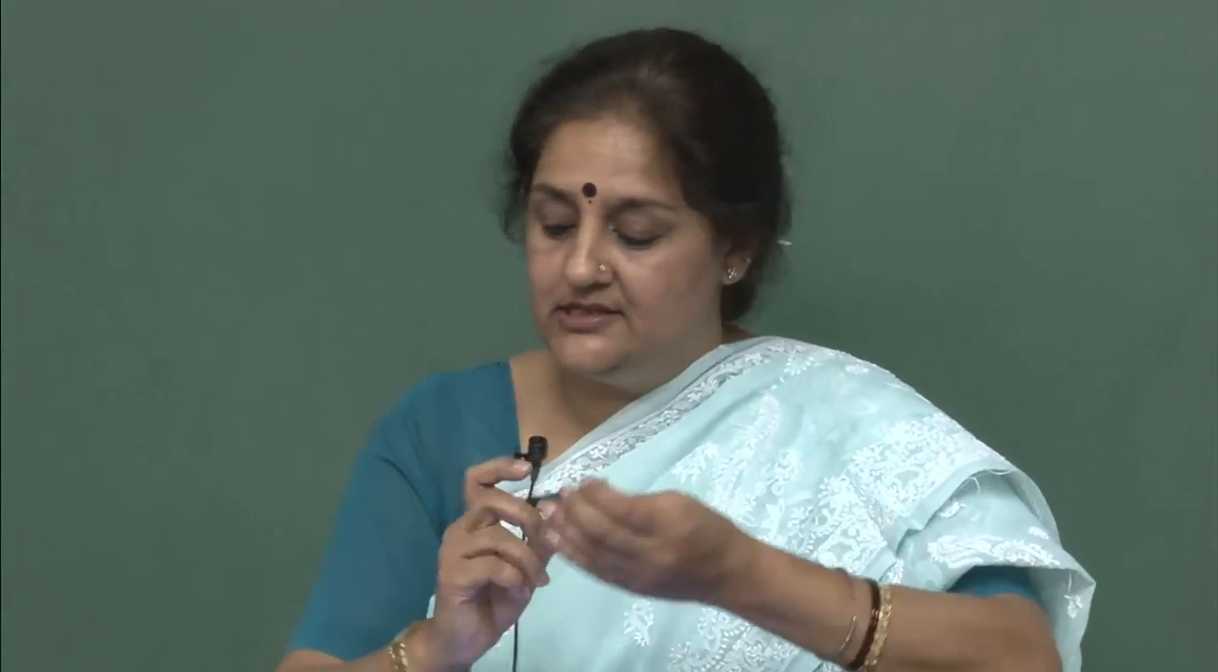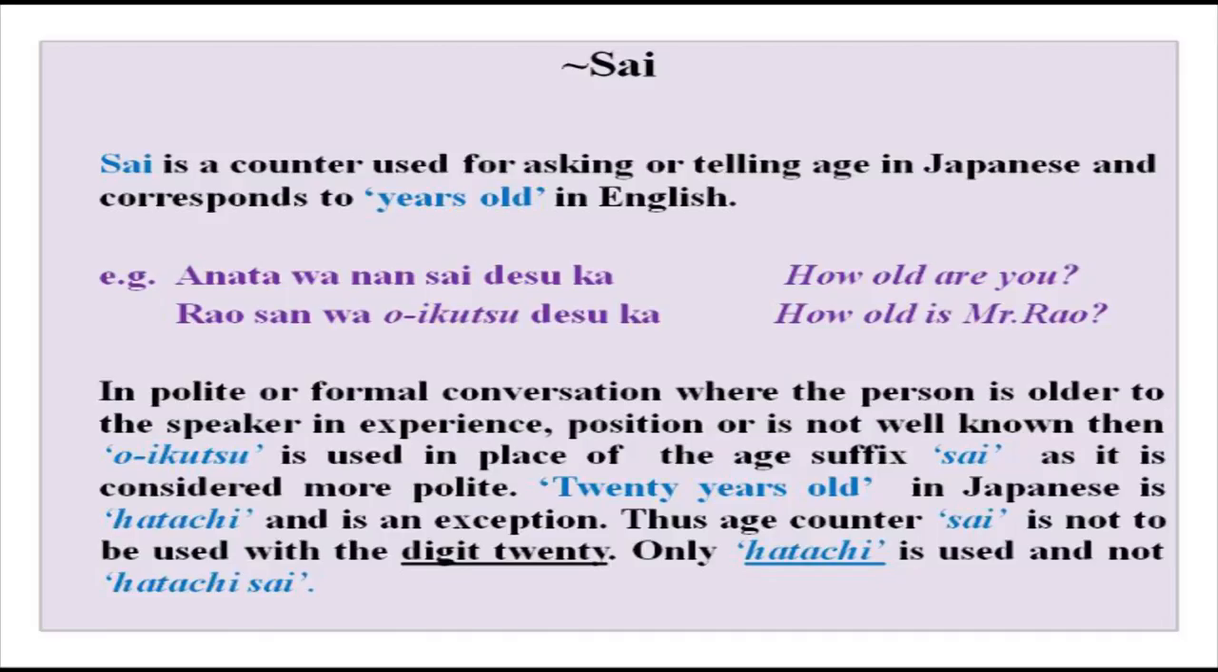Also, please remember that when you're asking someone who's older than you their age, it is impolite to use sai. There is a polite way of asking how old you are, which is oikutsu. You can see it's written over here, oikutsu. So when you ask someone who's older than you, you would generally say the name of the person, san wa oikutsu desu ka.